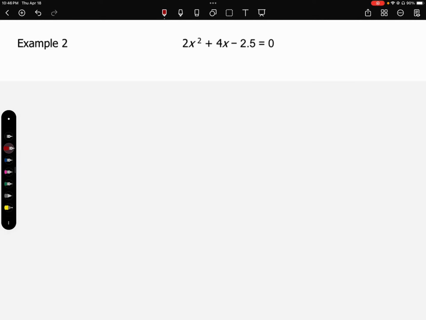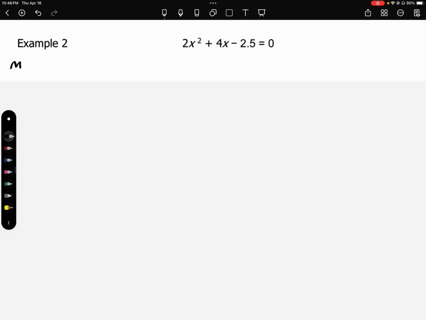Let's look at example 2. We have 2x squared plus 4x minus 2.5 is equal to 0. So the equation we're trying to solve is quadratic. You can tell because it has the x squared. And the thing that's going to make this one a little bit harder is probably the decimal, the negative 2.5.